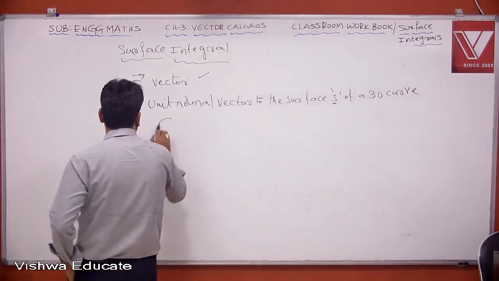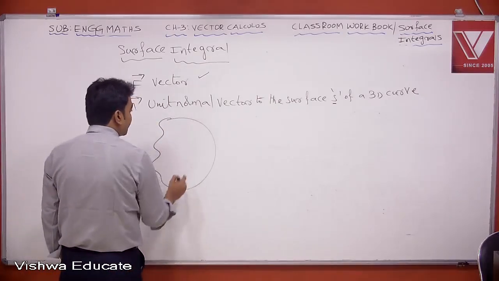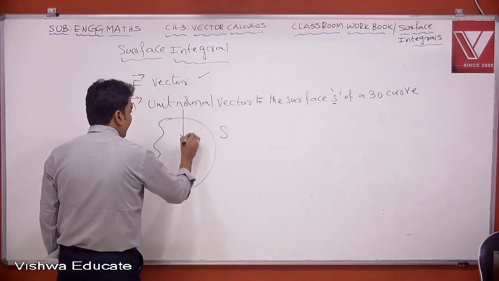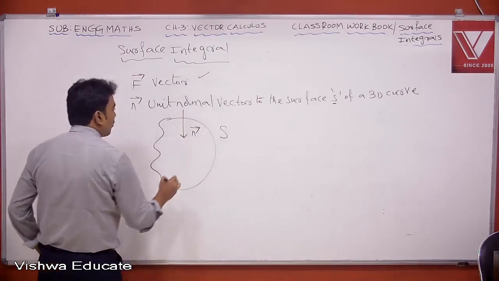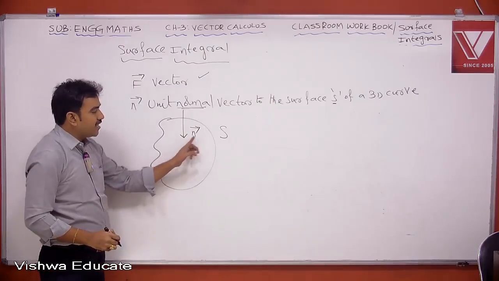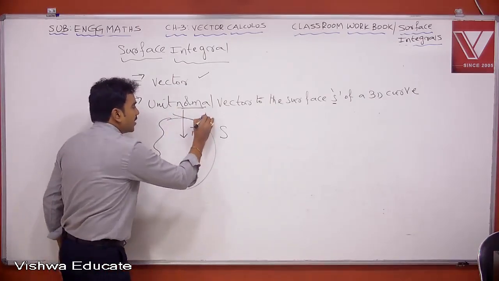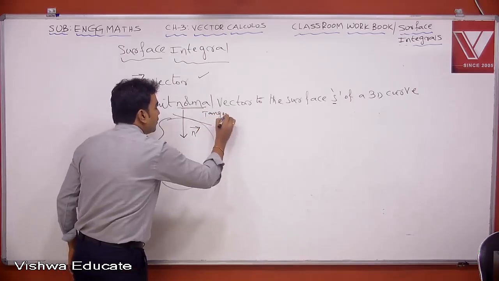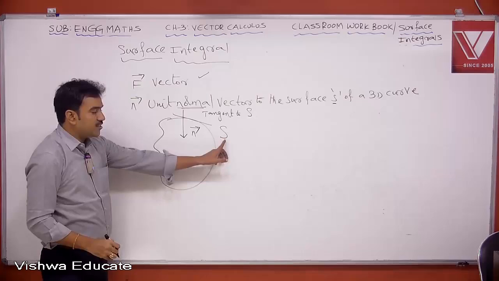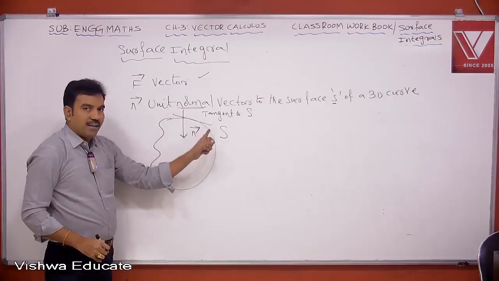Now let us see, suppose this is the surface S of a 3D curve. Draw a perpendicular vector n bar. Normal vector means perpendicular vector, so it must make 90 degrees with the surface. Now draw the tangent. This is nothing but a tangent to the surface S. So S is the surface of a 3D curve and its tangent is like this.